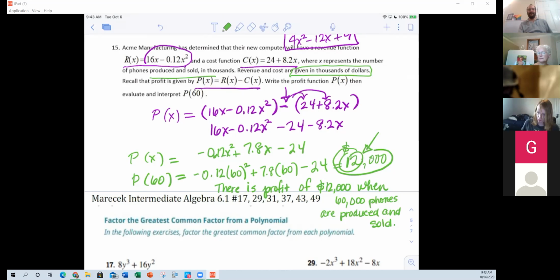It sounds like a bad business right there. It's like 20 cents a phone or something they're making. They're not doing very good.